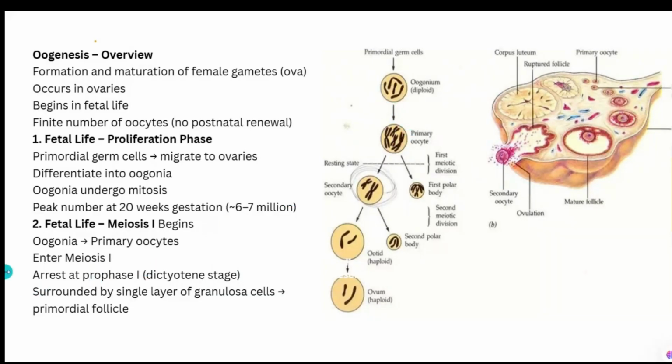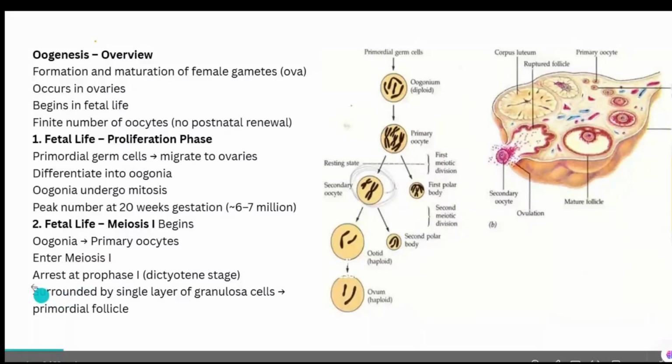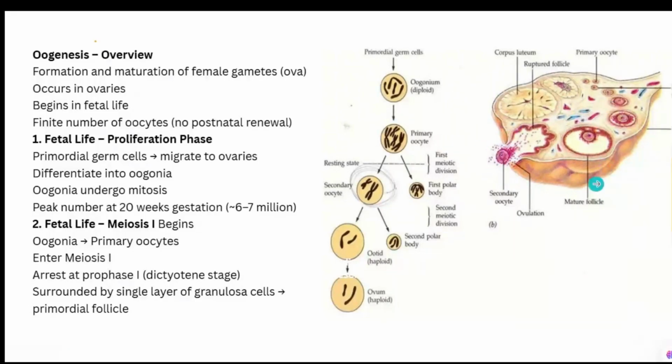So in the fetal life, these oogonia form the primary oocyte. Okay, and these primary oocytes will undergo meiosis, but meiosis has further substages. So in the prophase 1 dictyotene stage of meiosis, there will be arrest, and this primary oocyte is surrounded by a single layer of granulosa cells, called primordial follicles. Such primordial follicles are present in the ovary till the time of puberty. Okay, so this is what is happening in the fetal life.